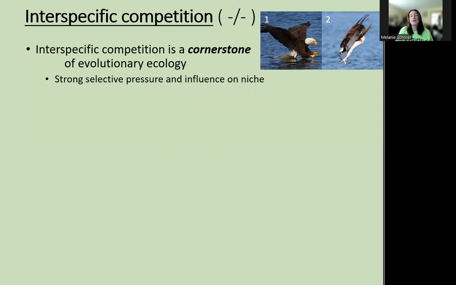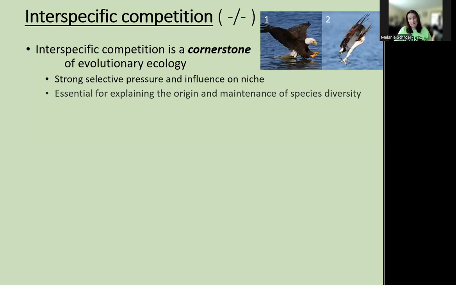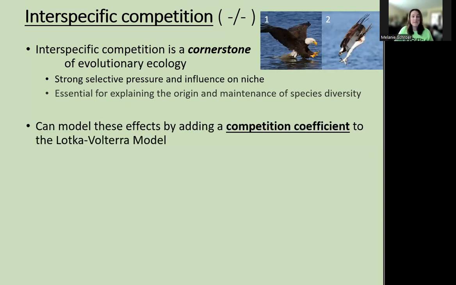The selection pressure of one species on the other and vice versa influences not only the realized niche in the moment, but also acts as a very strong selective pressure, ultimately driving the formation of new species, as well as the maintenance of abundant species diversity.